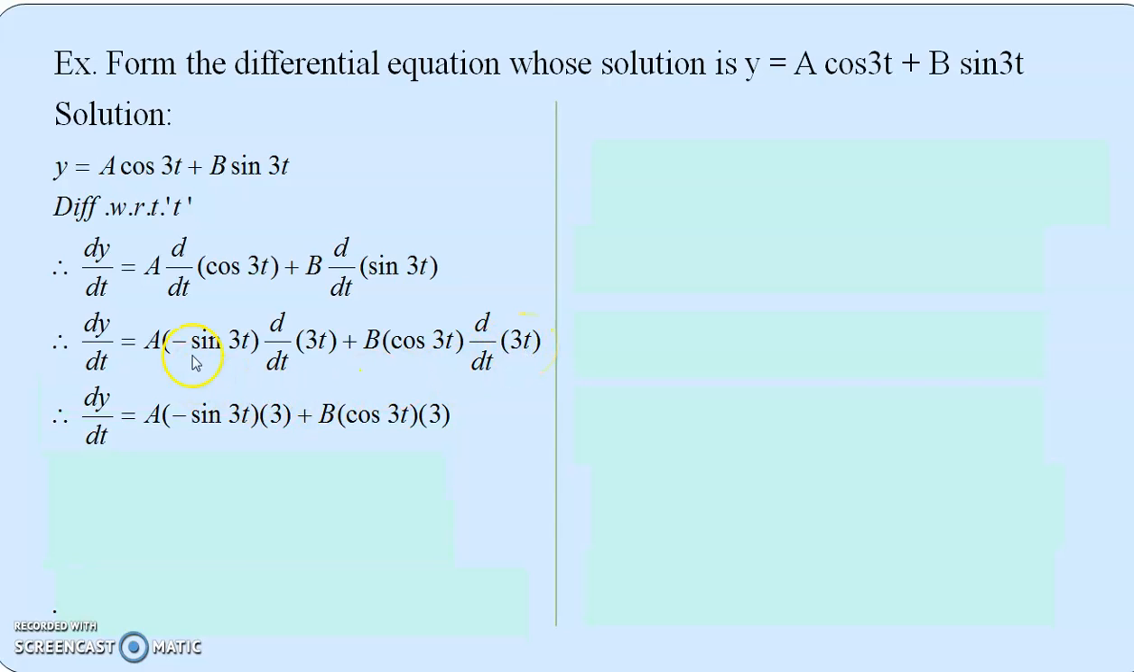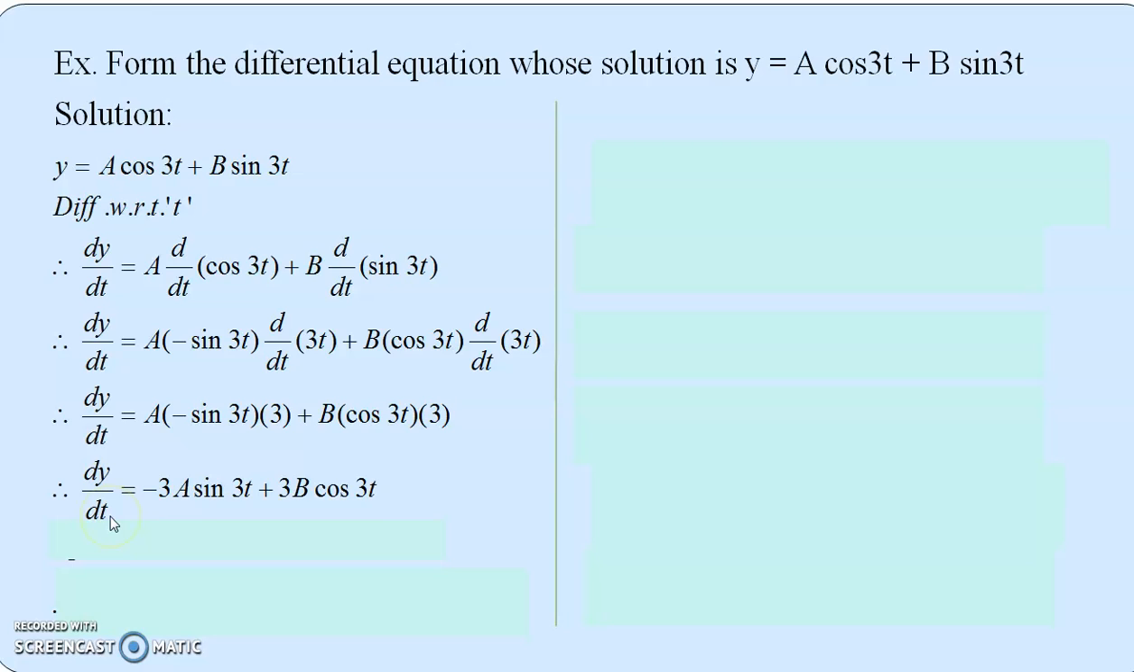So we get dy by dt is equal to a as it is, minus sin 3t as it is, and the derivative of 3t. 3 is the constant term and the derivative of t with respect to t is 1. And 1 into this constant term 3 is equal to 3. Plus b cos 3t as it is, and the derivative of 3t with respect to t is nothing but 3. So we get dy by dt is equal to minus 3a sin 3t plus 3b cos 3t. So it is the first order derivative.